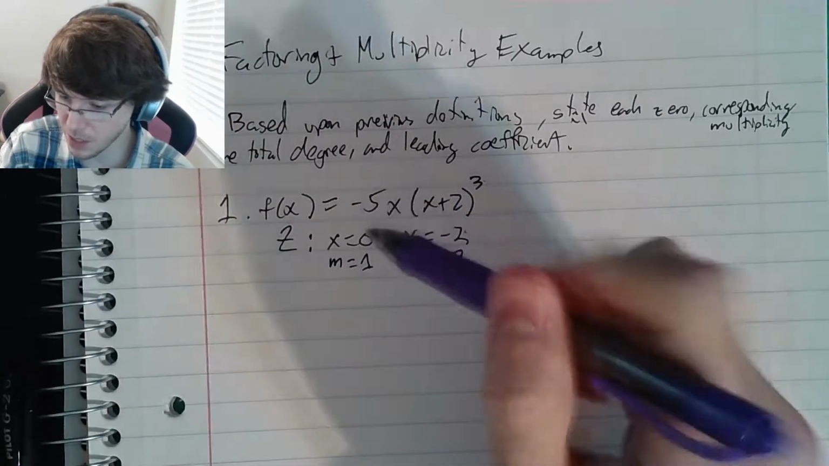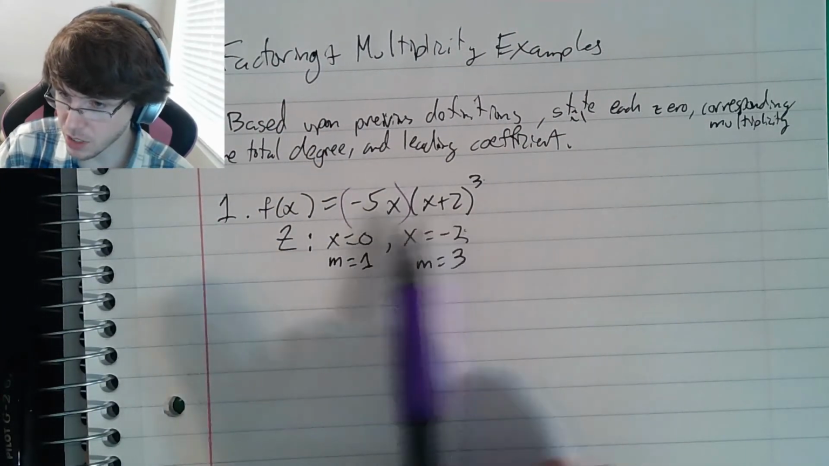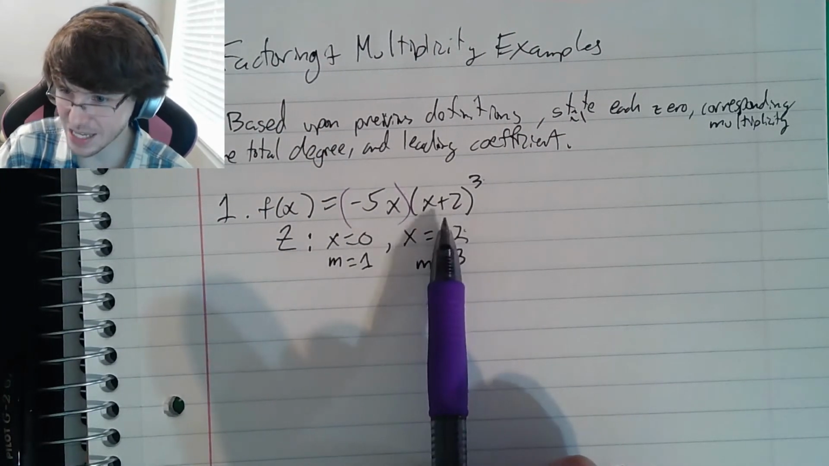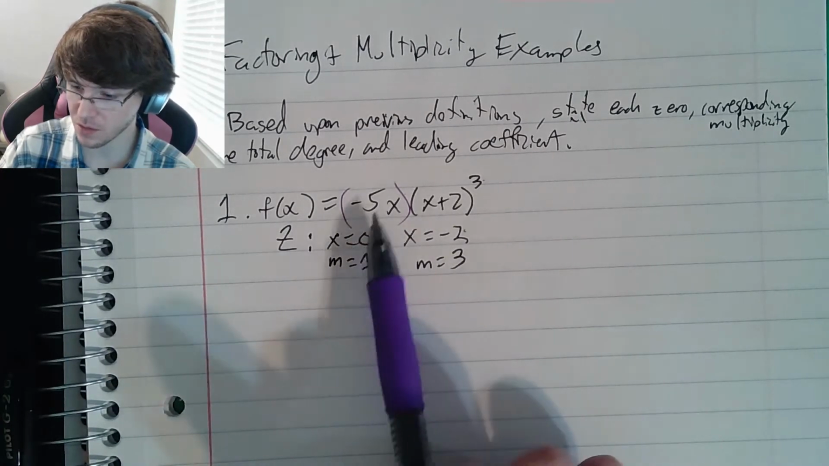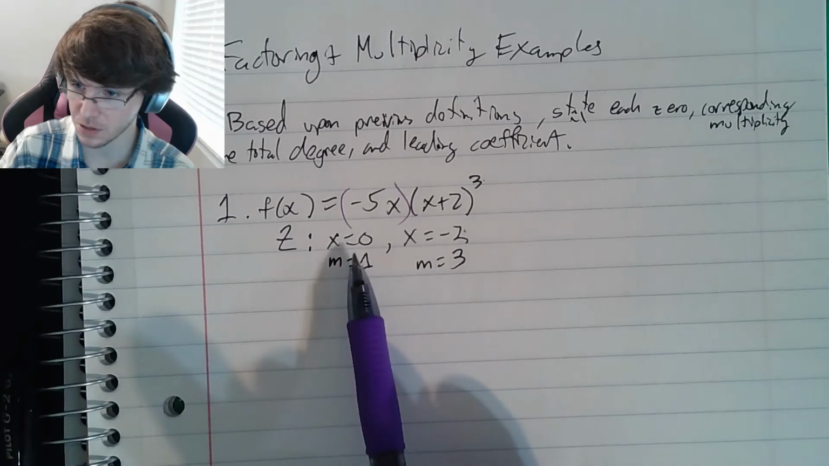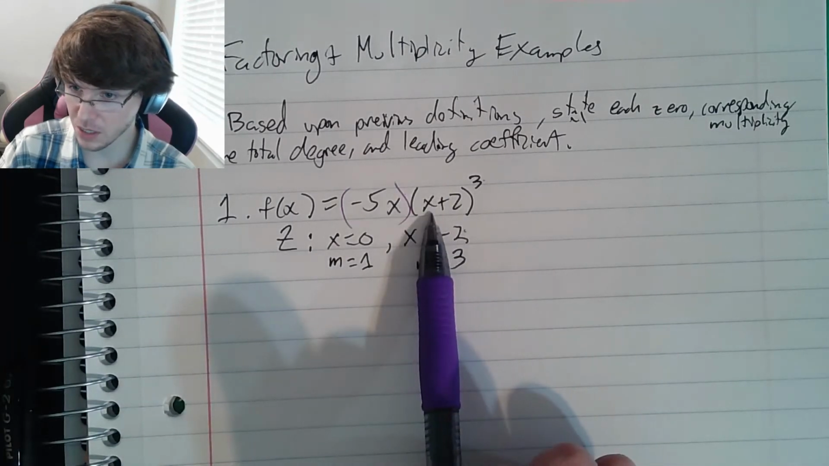We have something here. If it makes you happy, put parentheses around it. And each one of these factors has a 0. So this one has x equals 0. In fact, whenever x is in front, it will always just be 0 out there. This one is negative 2, because if I plug in negative 2, I get 0.